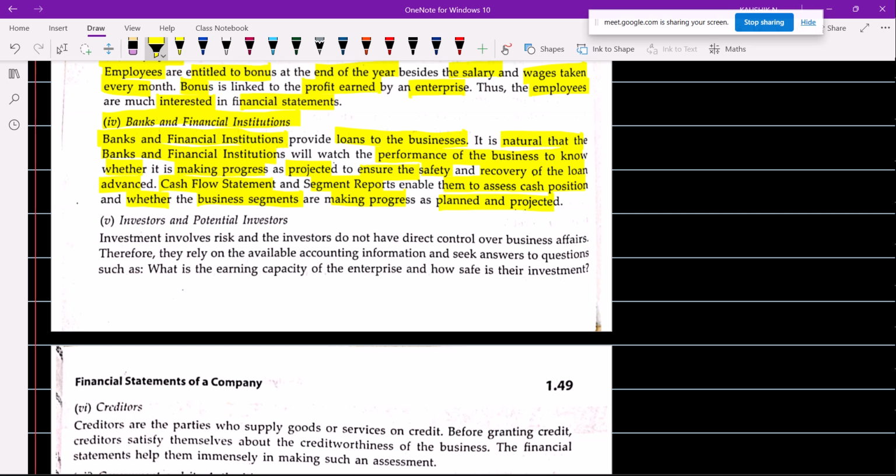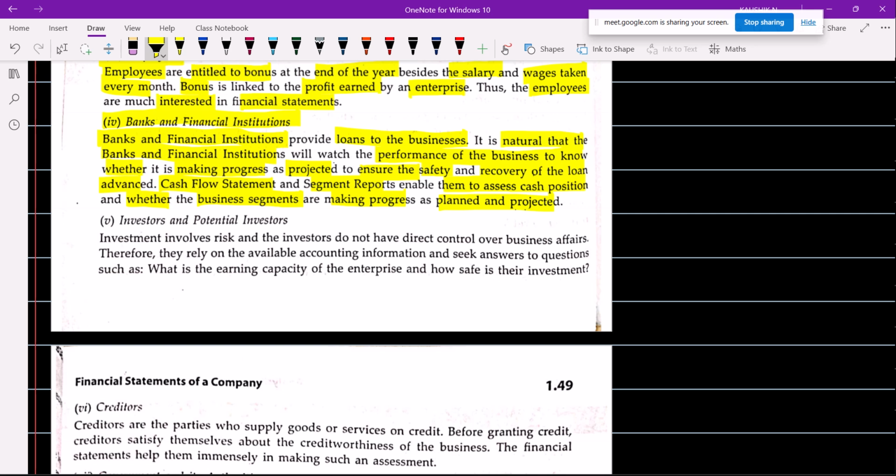Not only the financial statements, even your cash flow statement, and there is one more thing called segment reports, which will also help the management to assess the cash position and your business segments. What is your current cash position and what are the business segments, and whether they are making any progress or profits as expected.